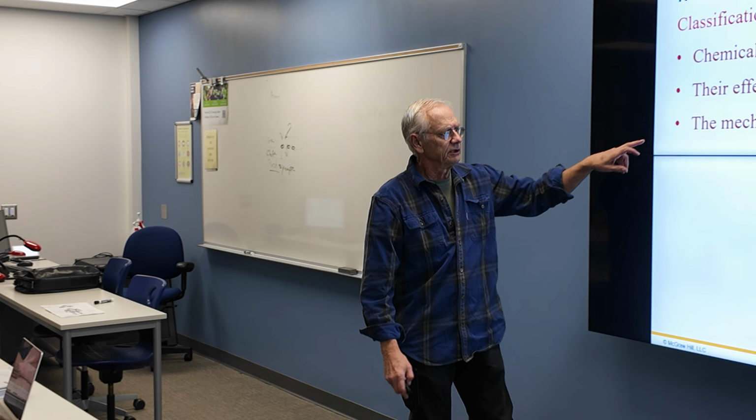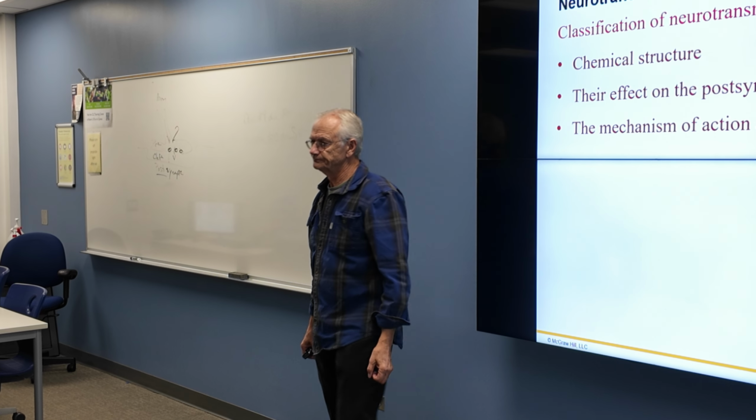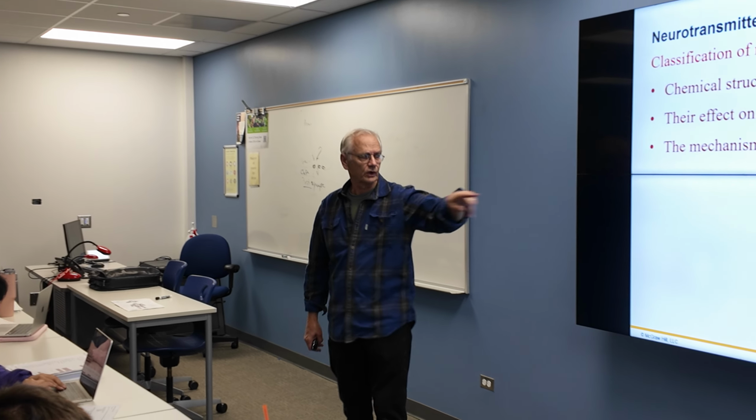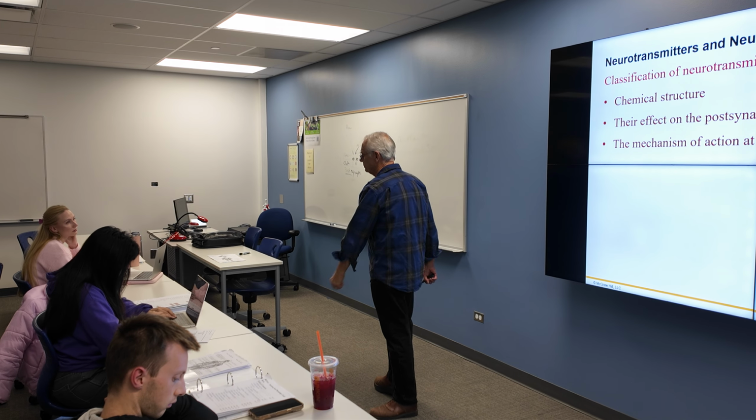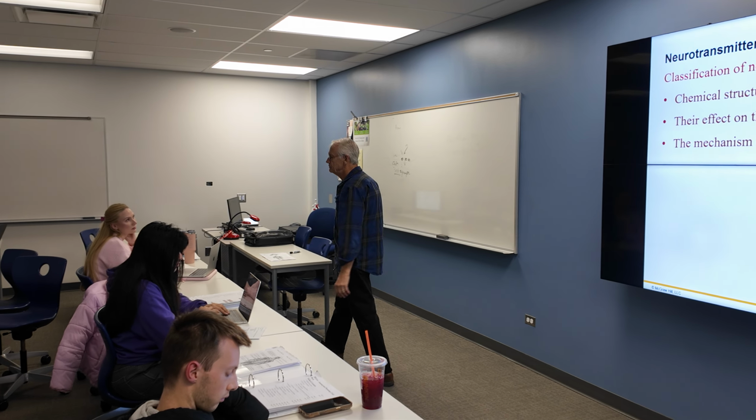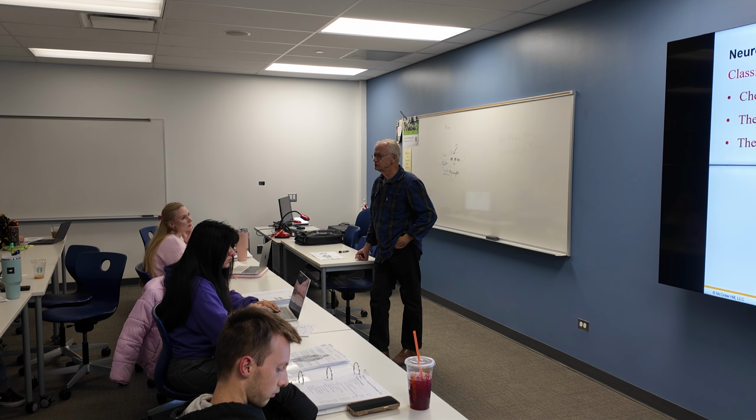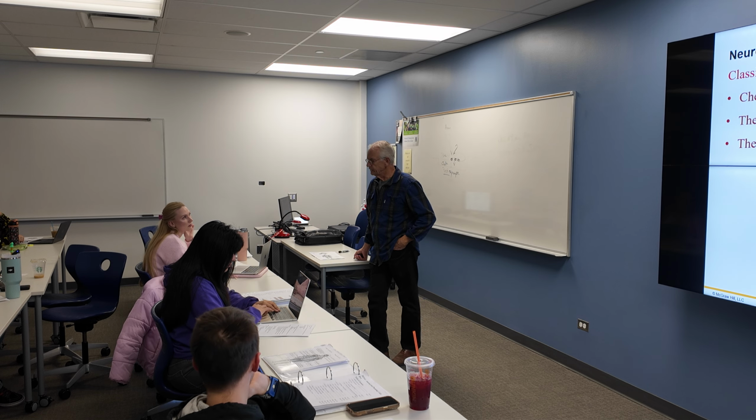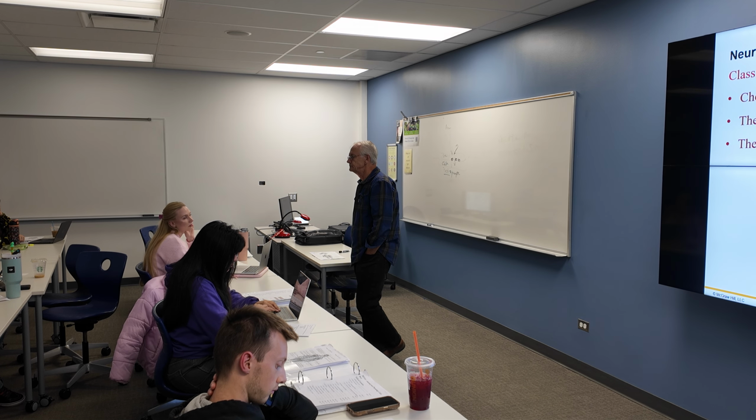So we talk about what is the effect on the postsynaptic membrane. That's one of the other classifications that we have for neurotransmitters: the mechanism of action at the target. What are two possible mechanisms of action? What could they do? Open ligand-gated channels. Okay.